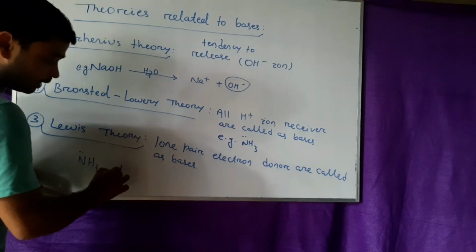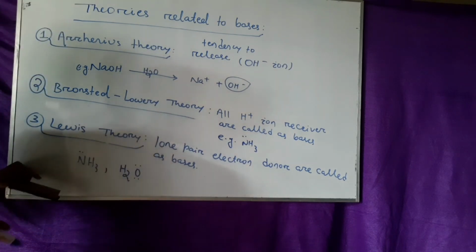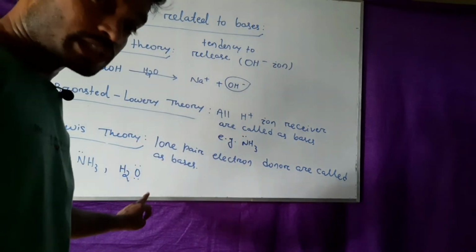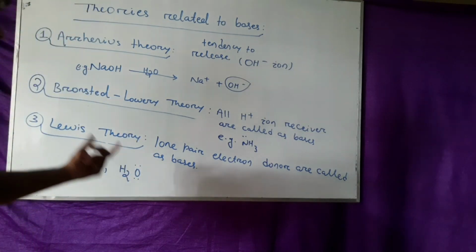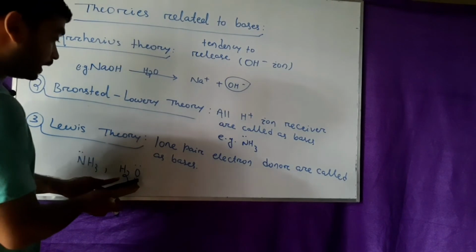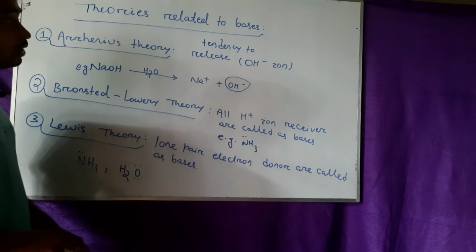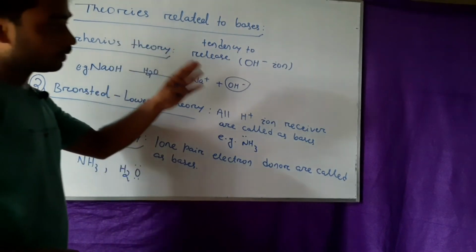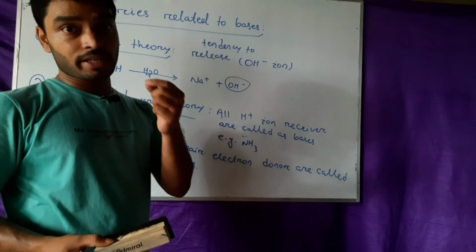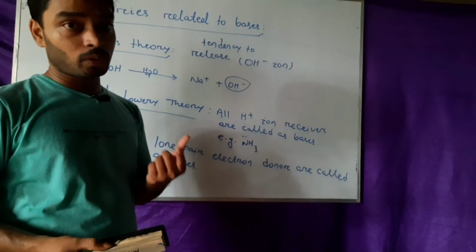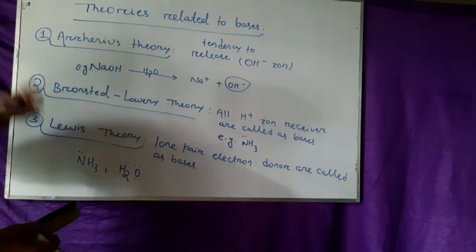Similarly, in H2O, the oxygen atom contains two lone pairs of electron. That's why water is also a base according to the Lewis theory concept. In this way, we have learned how to consider the chemical nature, that means whether it is an acidic compound or a basic compound, with the help of these three theories.